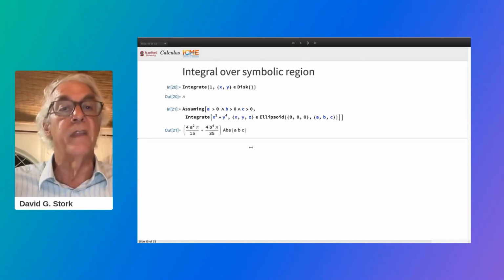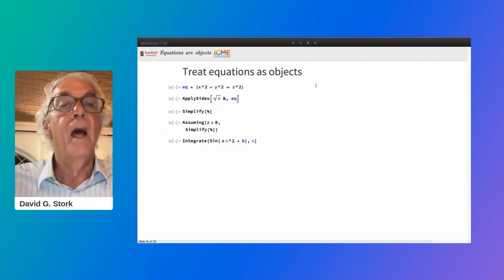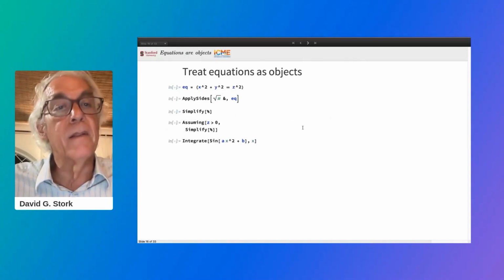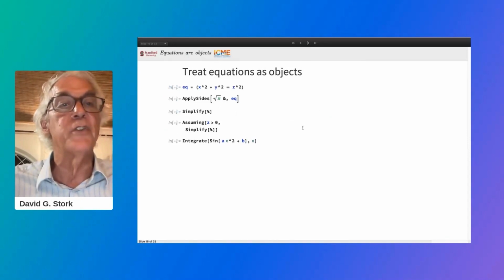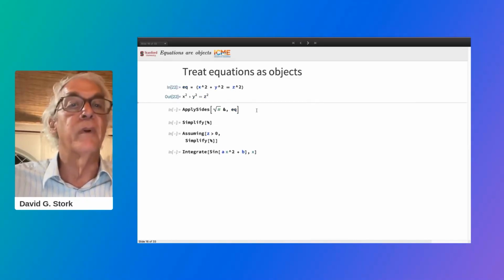You couldn't have gotten this answer numerically. I like being able to manipulate equations. So let's define an equation. X squared plus y squared is equal to z squared.